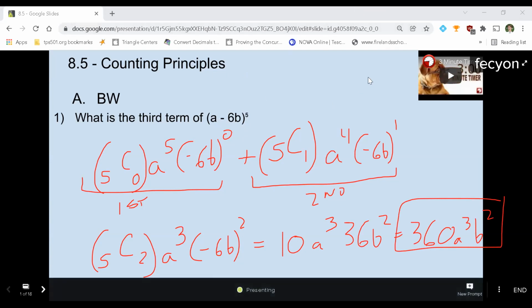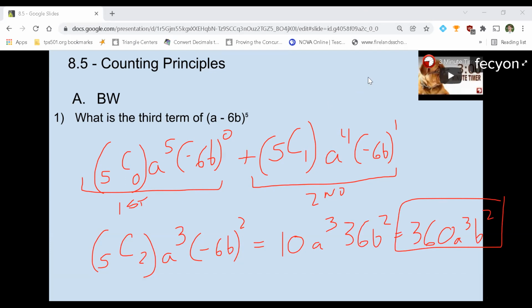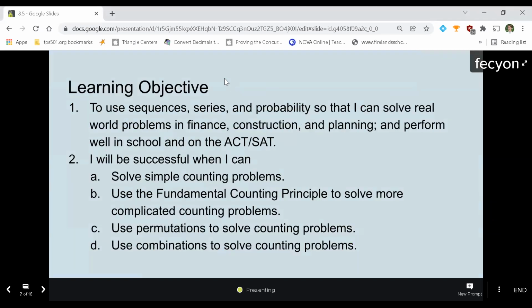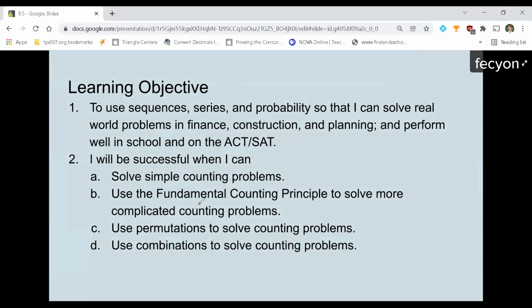Let's do, oh, today is a fun day. Today, I get to teach you how to count. Isn't that great? Like you started out in grade school, like, hey, let's talk about how to count by 1s and 2s and all that kind of stuff. Now I get to teach you how to count again. We will do simple counting problems using the fundamental counting principle to do slightly more complicated ones. And then we will learn how to use permutations and combinations to do slightly more complicated ones.